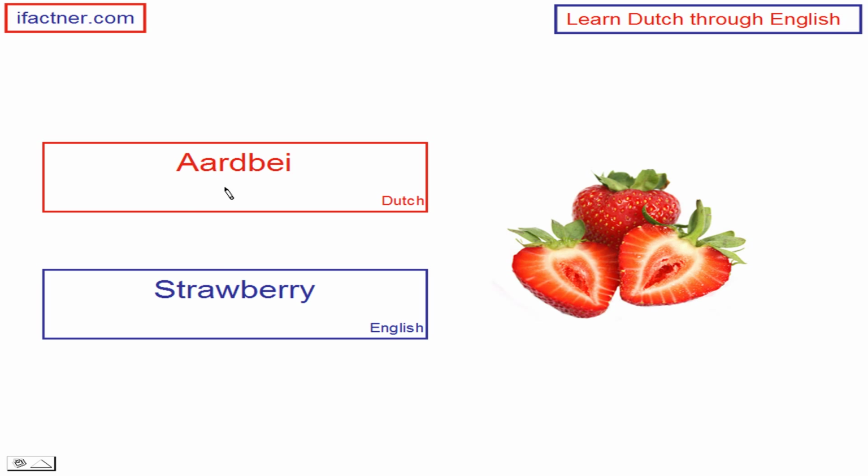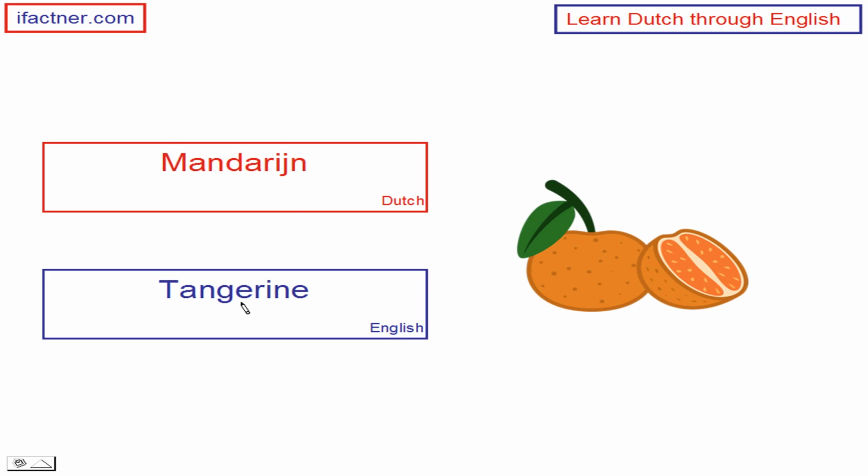Strawberry is called aardbei. A-A-R-D, aard, B-E-I, aardbei. Tangerine is called mandarijn. M-A-N, man, D-A-R-I-J-N, mandarijn. I-J is pronounced as ei, mandarijn in Dutch.